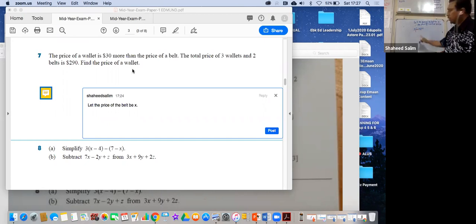Can you see? Because this is the wallet, right? The price of 1 wallet is X plus 30. Why X plus 30? Because the wallet is $30 more than the belt. So the belt is X dollars, the wallet is X plus 30.